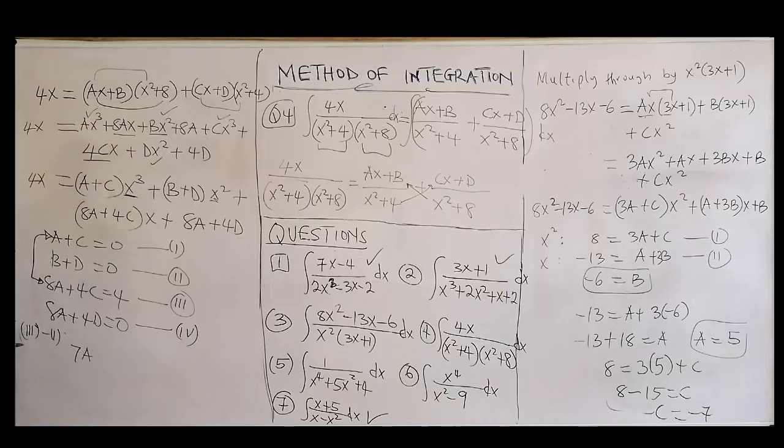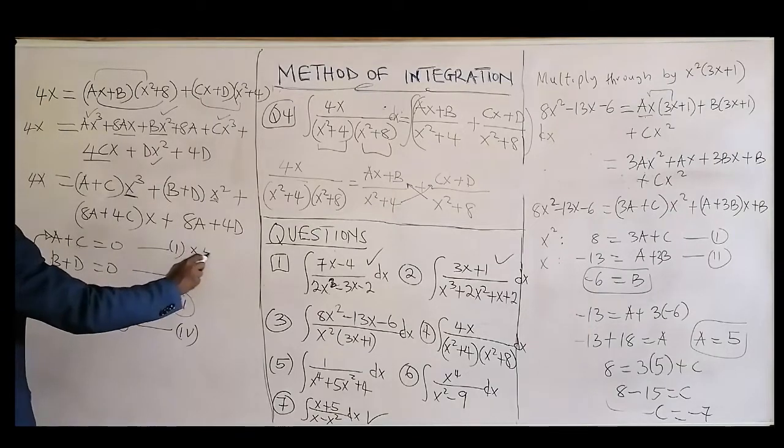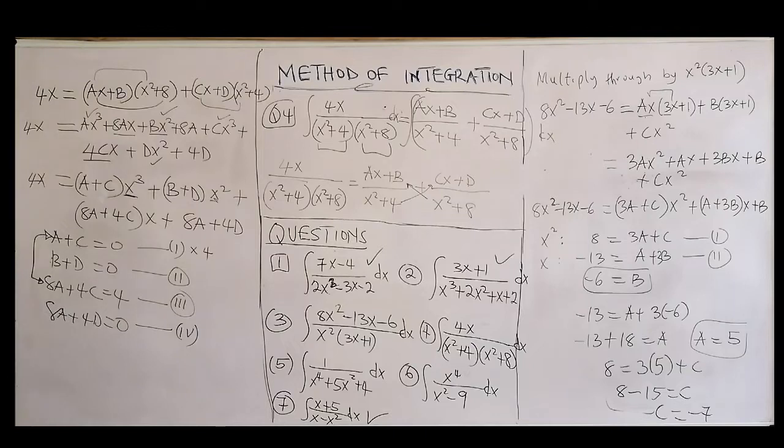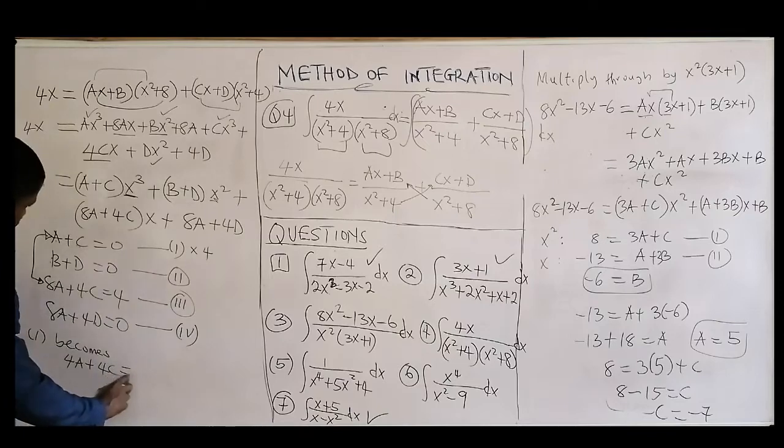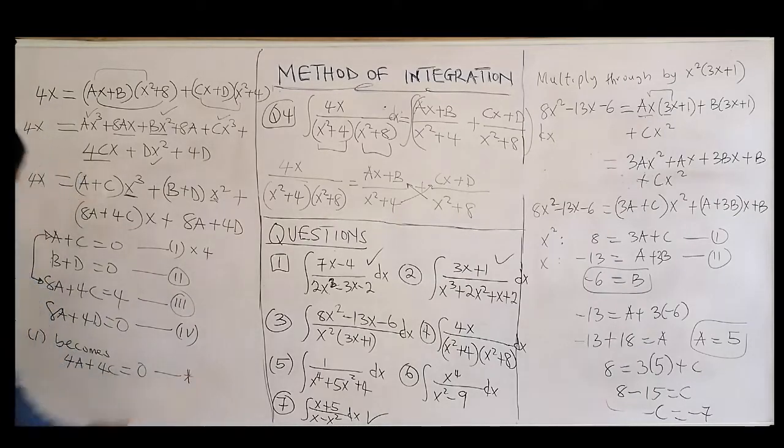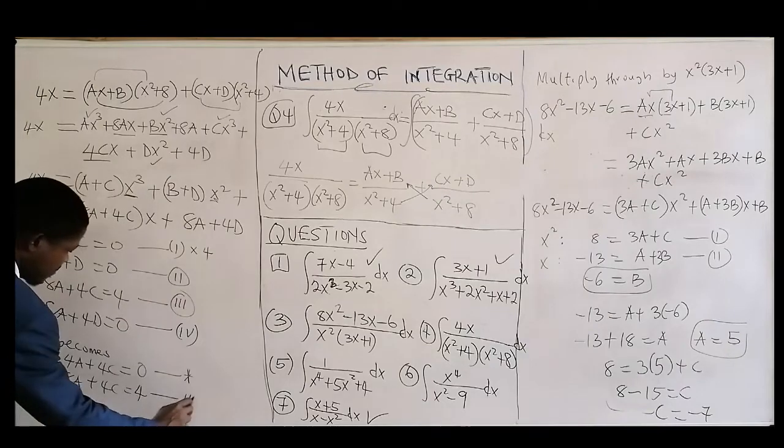Okay, and what to do? So what we do, let's solve 1 and 3 together. By so doing, can we multiply this one by 4, multiply that one by 4. So equation 1 becomes 4a plus 4c equal to 0. Okay, so equation star and equation 3: 8a plus 4c equal to 4. That's equation 3.